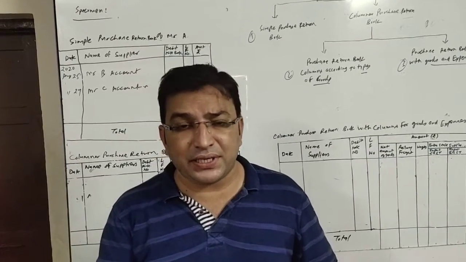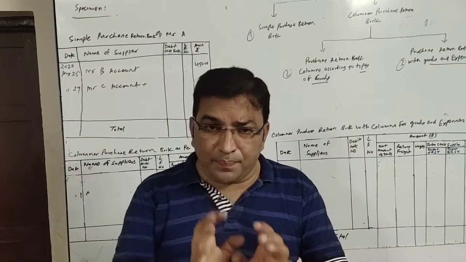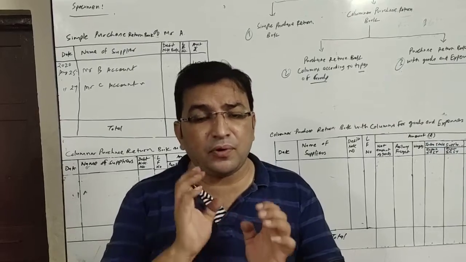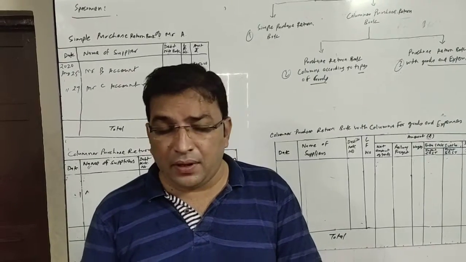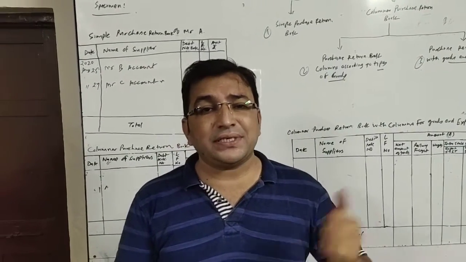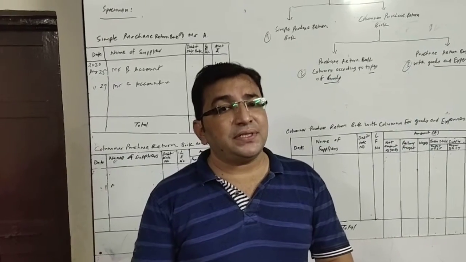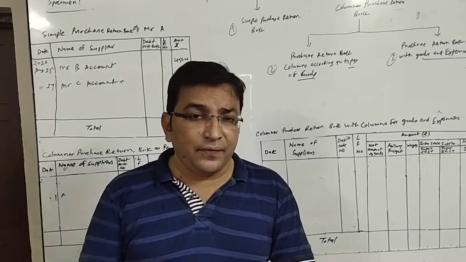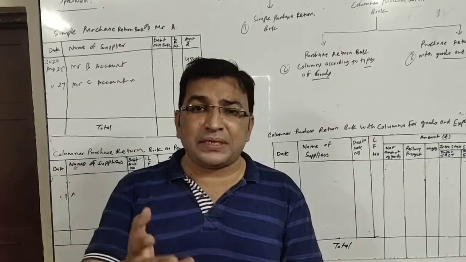Here also in purchase return book, there is the simple purchase return book, the columnar book with purchase columns of goods, and the purchase return book with expense and goods columns. Right? First of all, let us talk about purchase return.